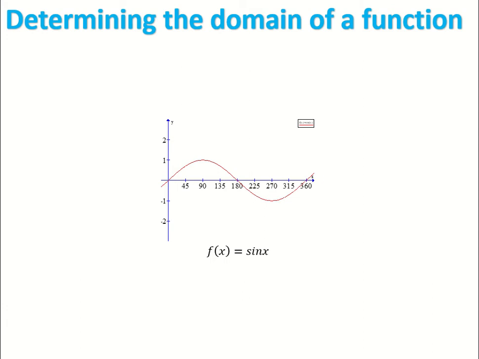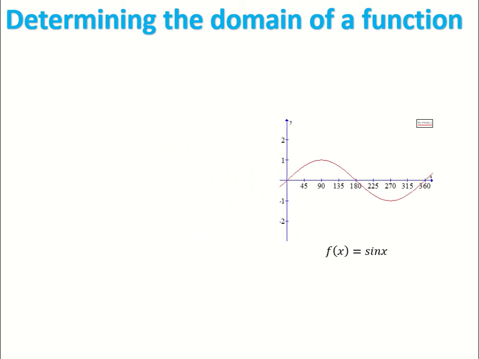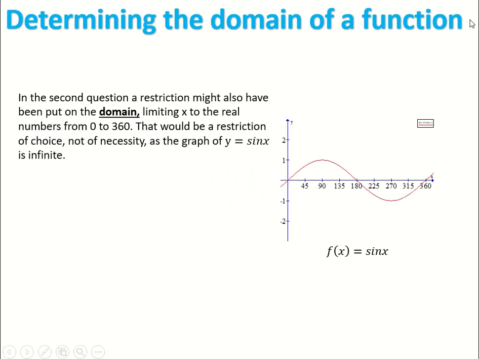So we've got this f of x value or graph here, which is sine x. Just pop that to one side just now. In the second question, a restriction might also have been put on the domain. So there might have also been a restriction in terms of the x value. There's a restriction in terms of the range here. The range doesn't go above 1, doesn't go below -1, which we discussed in that last slide.